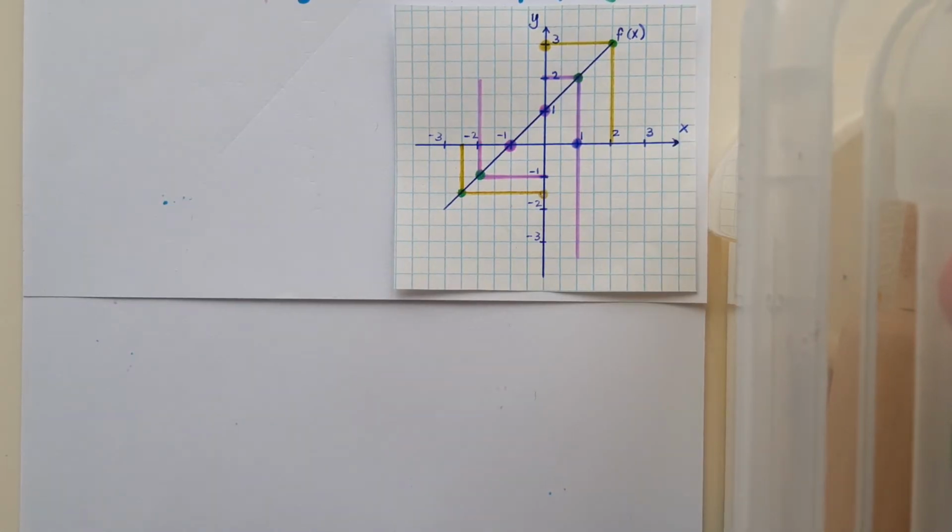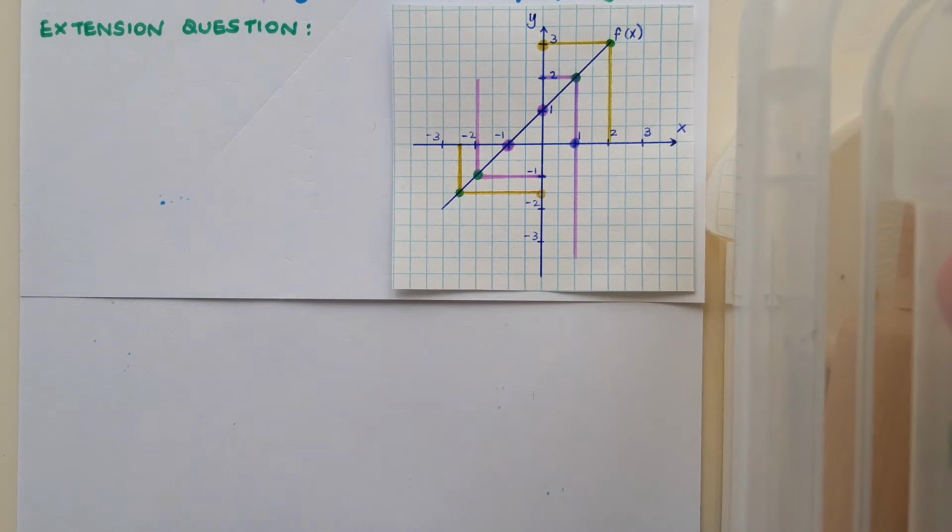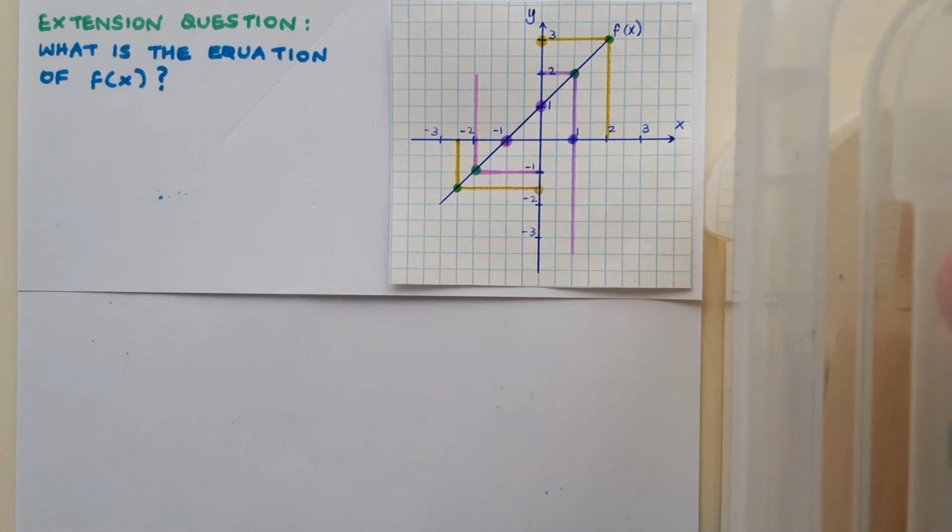We're still looking at the same graph, and here's an extension question relating to it that ties in with the coordinate geometry of the line chapter. What is the equation of the line f of x? If you're particularly strong at the coordinate geometry of the line, you may even be able to do this in 2 different ways. Pause the video here for a moment and see if you can figure it out.